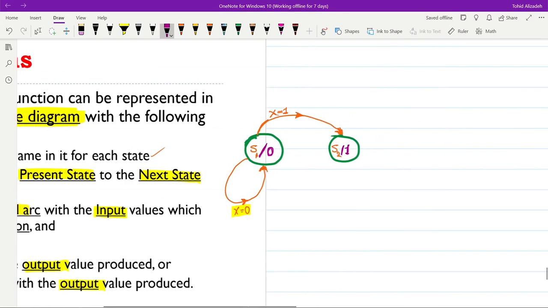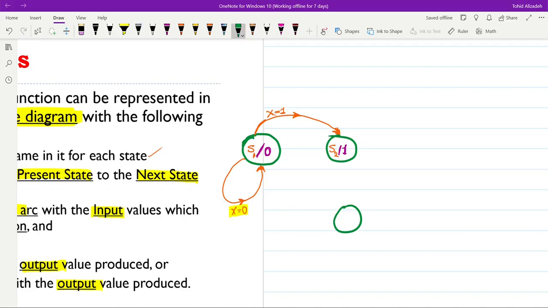But as another example, we may have this case. S1, S2, and we have the directed arcs like here.